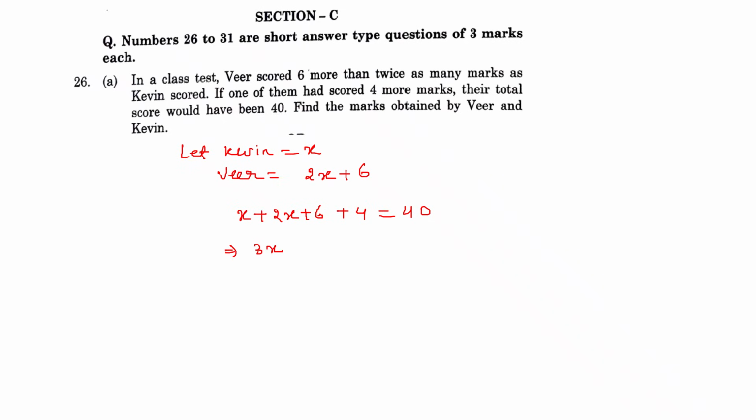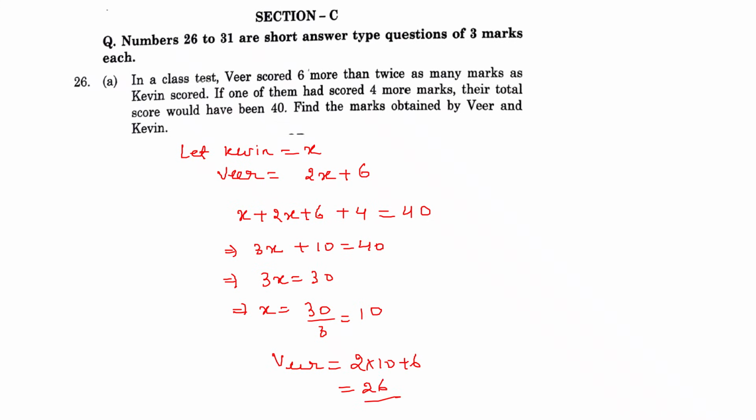So it is 3x plus 10 equal to 40. If you solve it, you will get 3x equal to 40 minus 10, which is 30. So the x value will be 30 by 3, which is equal to 10. So marks scored by Kevin is 10 and marks scored by Veer will be 2 into 10 plus 6, which is equal to 26.